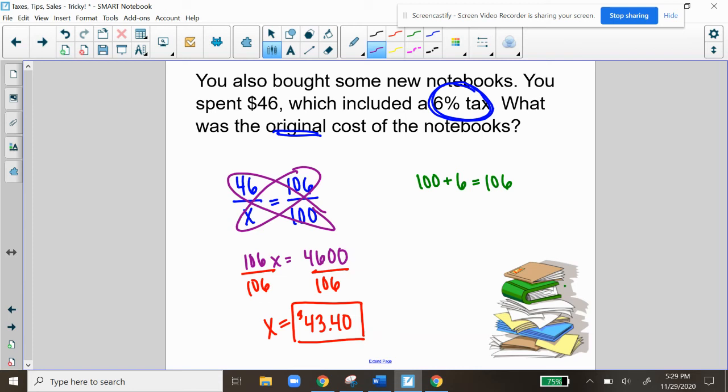And it makes sense here, right? That you want your original number to be less than the number with tax, right? If I'm adding tax on, then if I'm thinking about what was it before the tax, I want a number that's smaller.